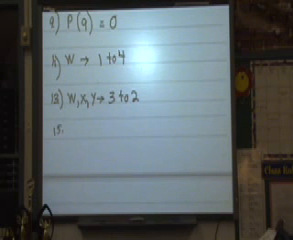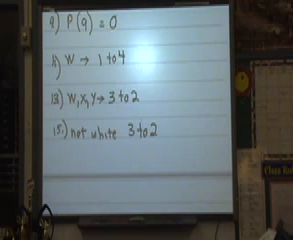Number 15, not white. 2 to 3. Careful, how many are not white? 3. To how many that are white? 2. It's 3 to 2. It's how many ways you can to how many ways you can't.